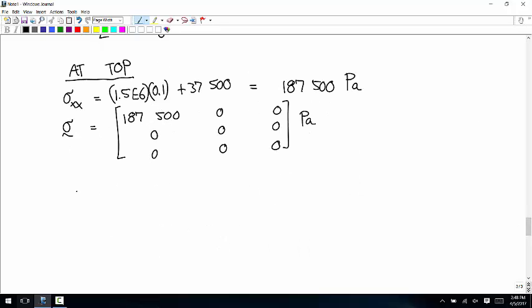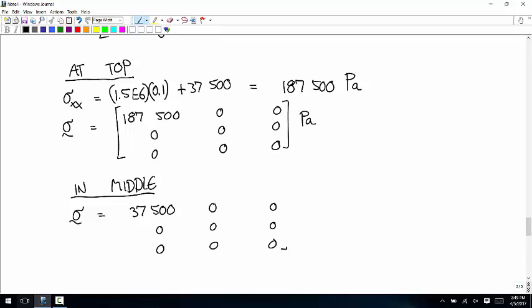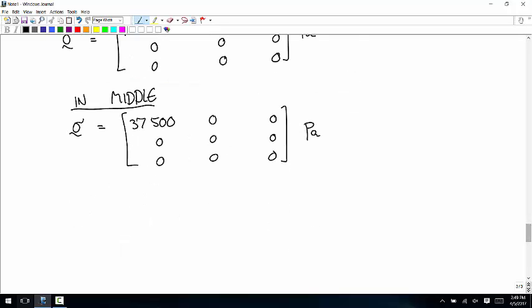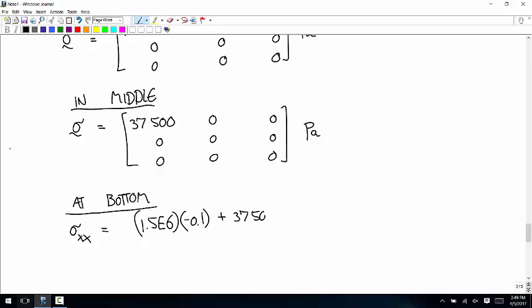At the middle of the cross section, the total stress is just the stress due to tension because y is equal to zero. So you just have 37,500, zero, zero, zero, zero, zero, zero, zero, zero. And then let's do the bottom. So sigma xx is equal to 1.5 times 10 to the 6th times negative 0.1, that's the y value, plus 37,500. So what do you get for that?